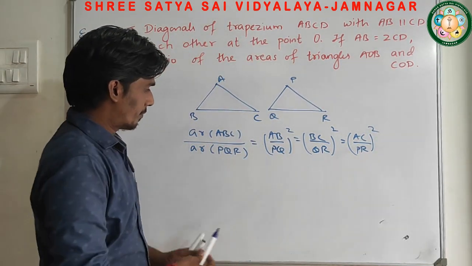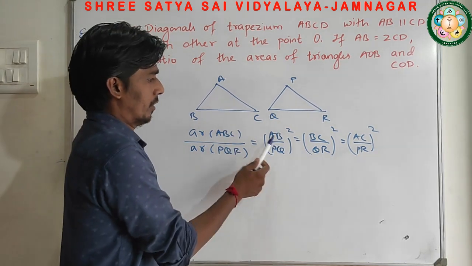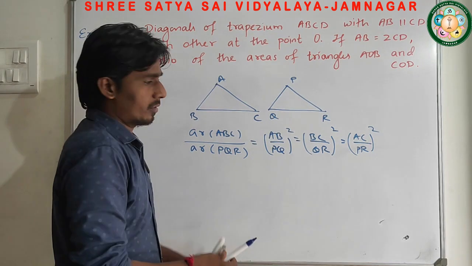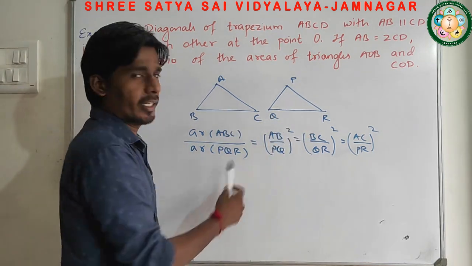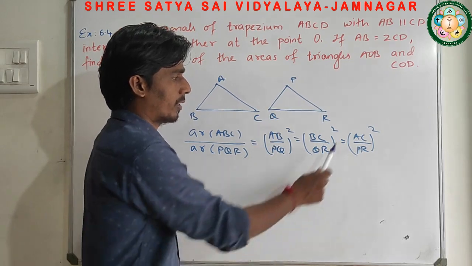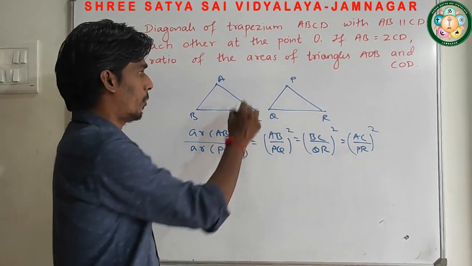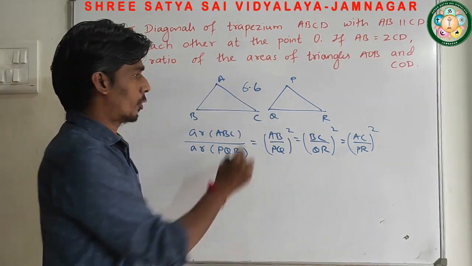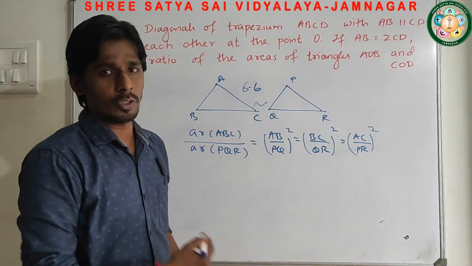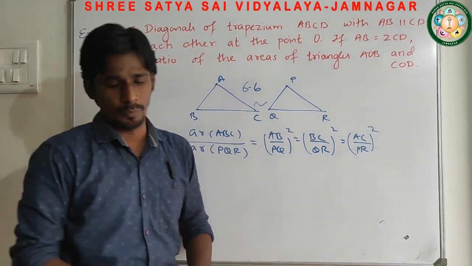So the ratio of areas of two similar triangles is equal to the square of the corresponding sides: AB upon PQ whole square, BC upon QR whole square, AC upon PR whole square. This theorem 6.6 for two similar triangles we are going to use mostly in each and every sum of 6.4.